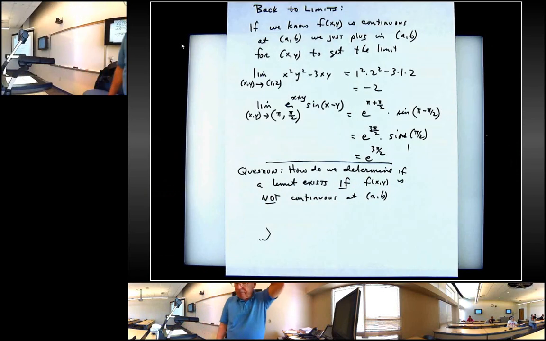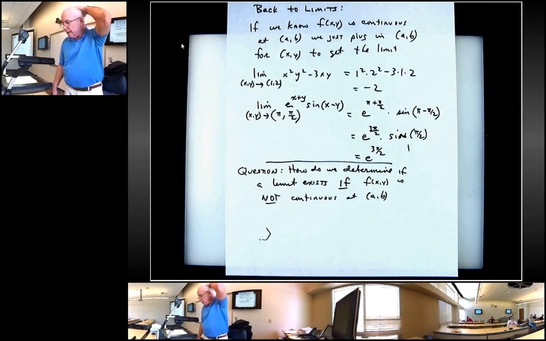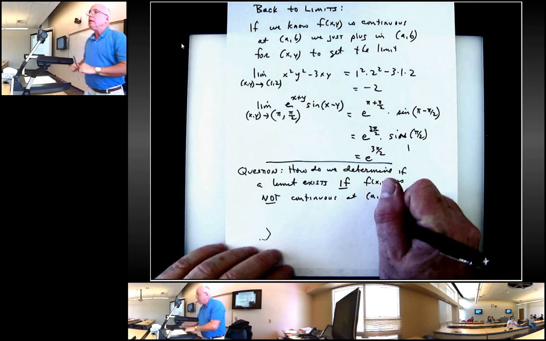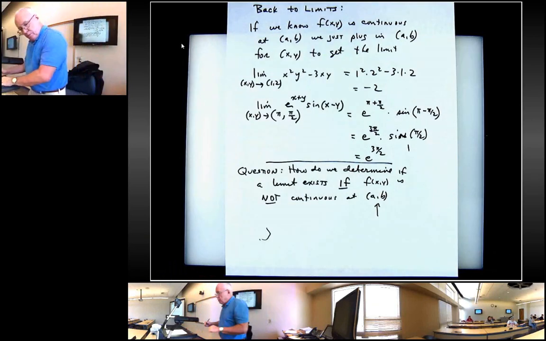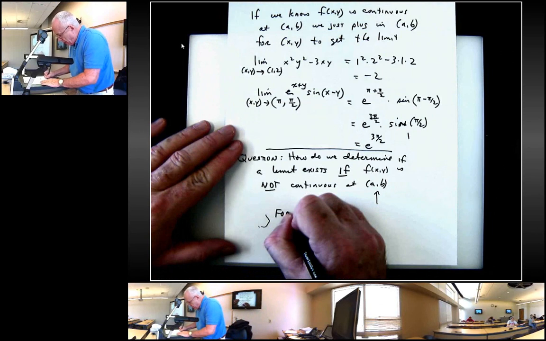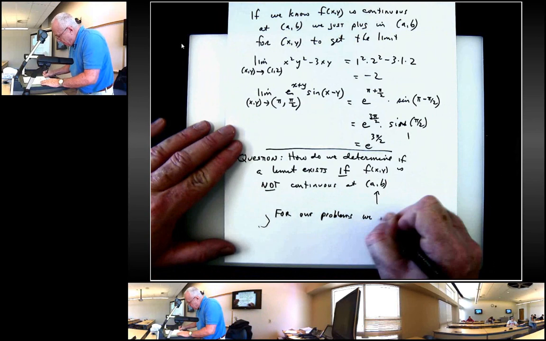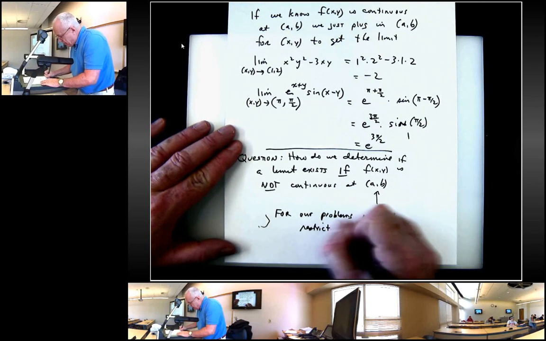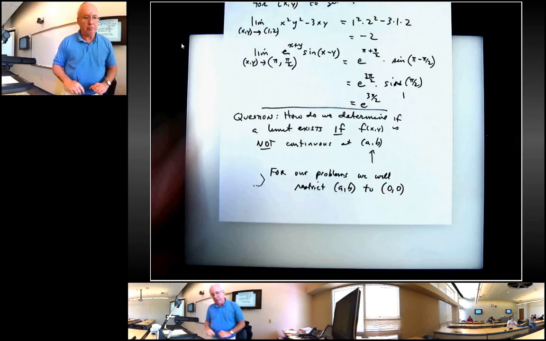Now, in the text and for the homework and what we're going to look at, we're going to restrict our (a, b) to (0, 0), to the origin. So for our problem, we will restrict (a, b) to just the origin at (0, 0).